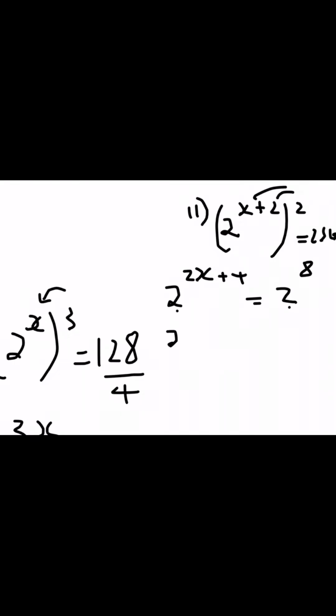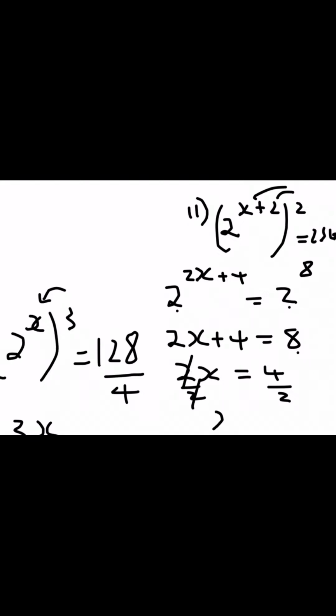You know very well what happens. They disappear, and then you just equate their exponents. So you end up having 2x, that should be equal to 8, you minus 4, and then it becomes 4, and then you divide both sides by 2, and then that into that, it is 2.